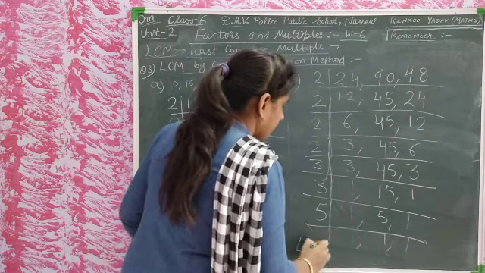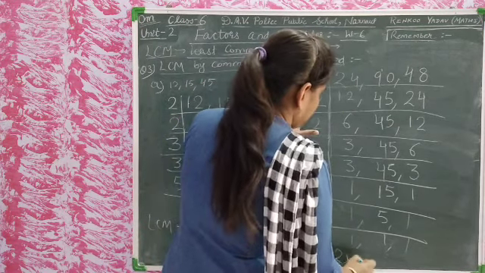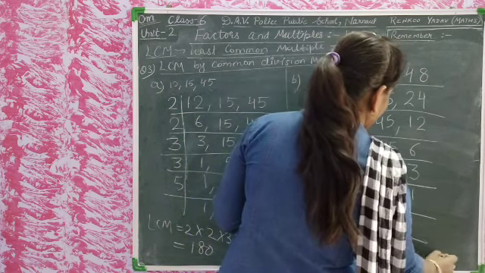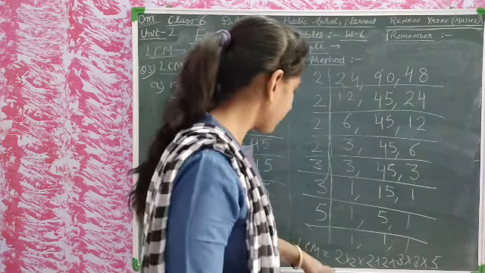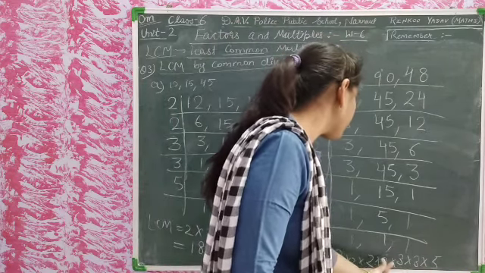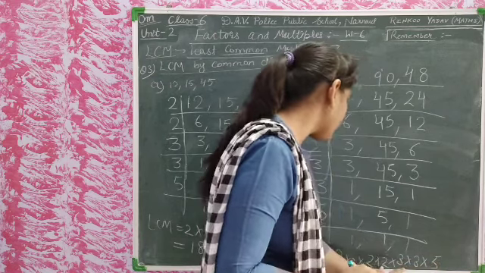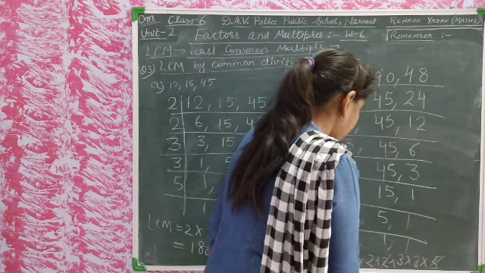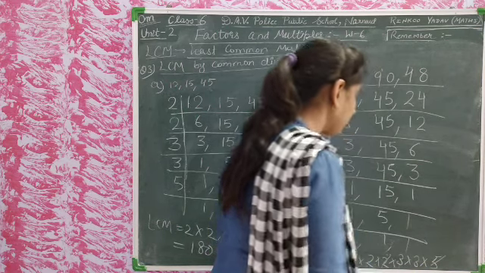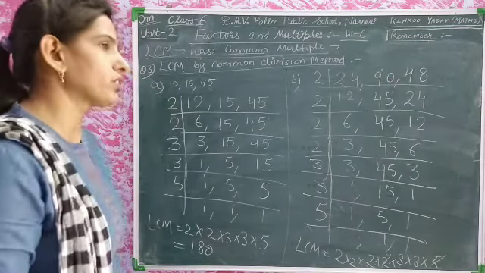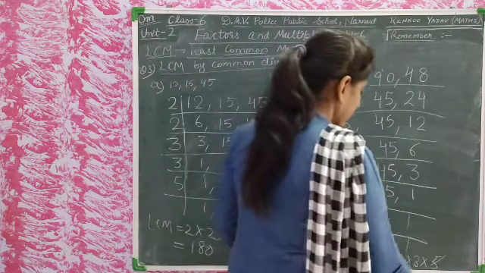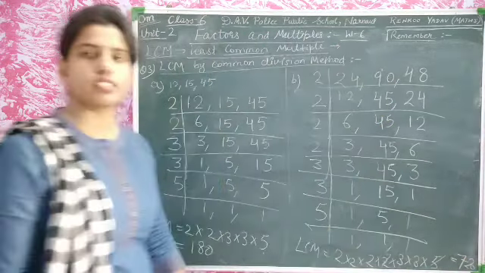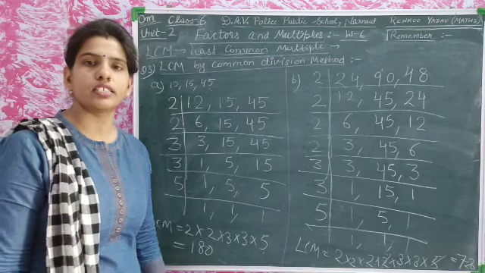So its LCM is 2 into 2 into 2 into 2 into 3 into 3 into 5. What will it be? 5 and 2 make 10. 2 to the 4, 4 2s are 8, 8 3s are 24, 24 3s are 72, and this is 720. If you multiply all the numbers, then the LCM becomes 720.